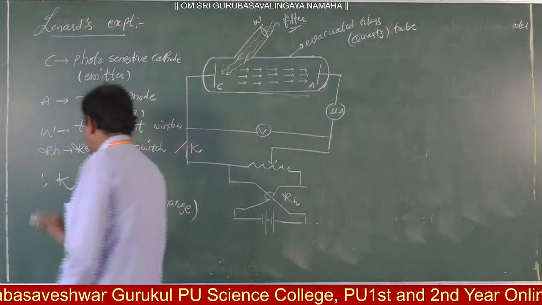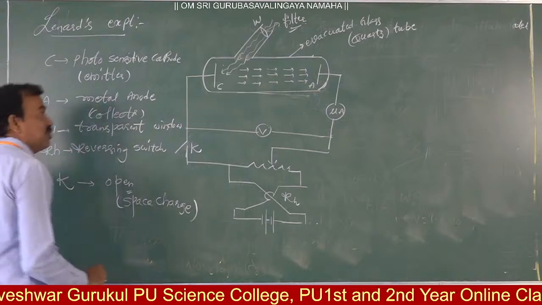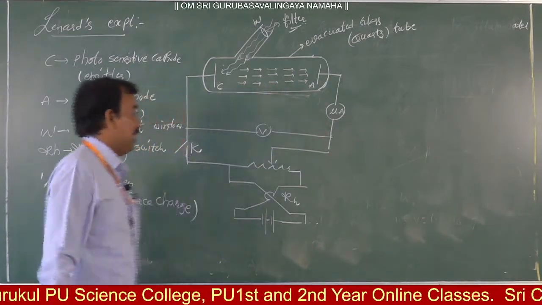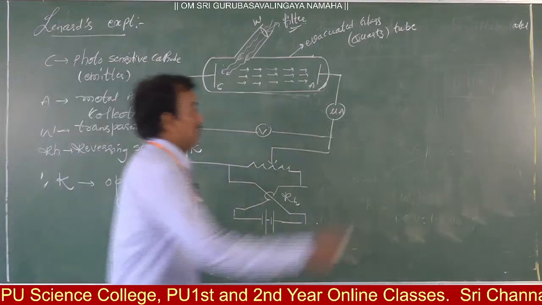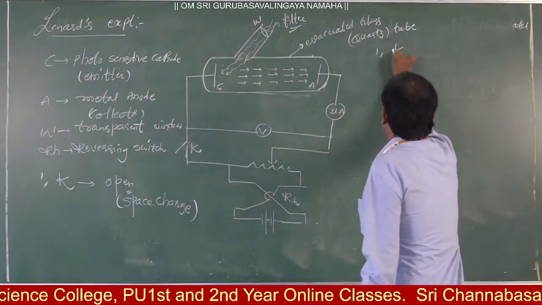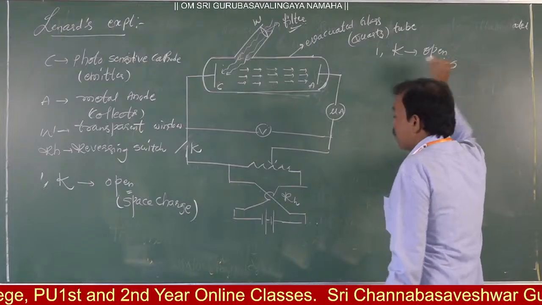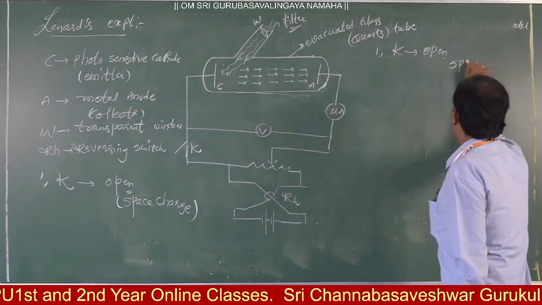So whenever the switch K is in the open condition, that is the off condition, this region is nothing but space charge. That complete region is nothing but space charge.